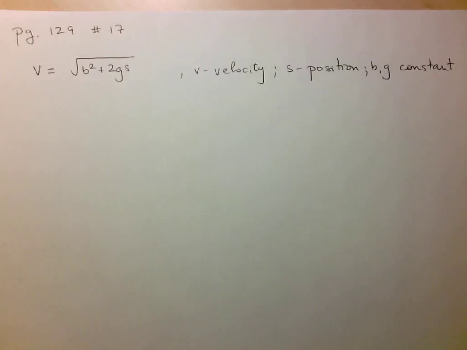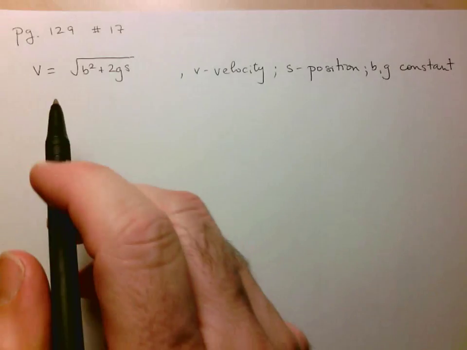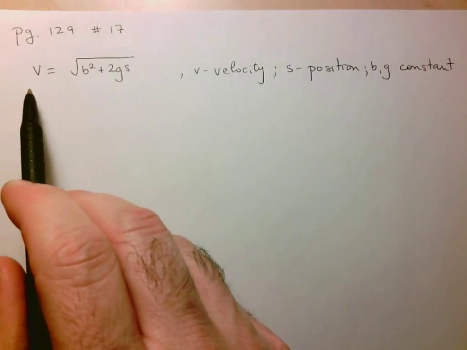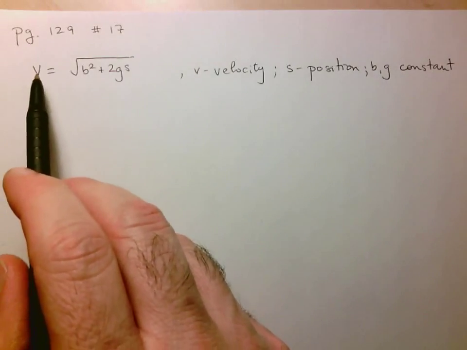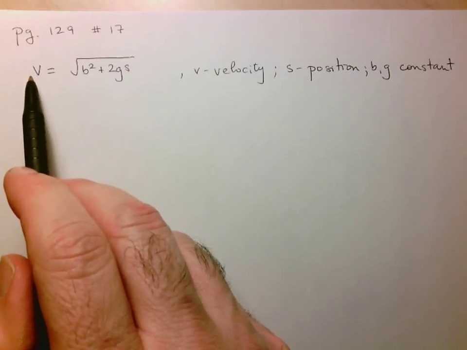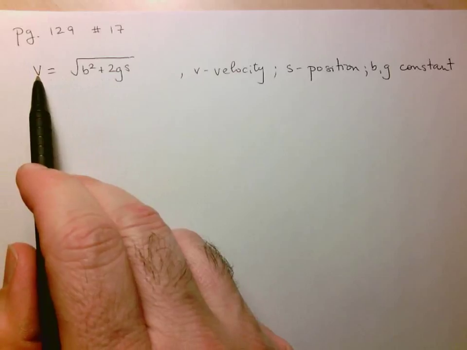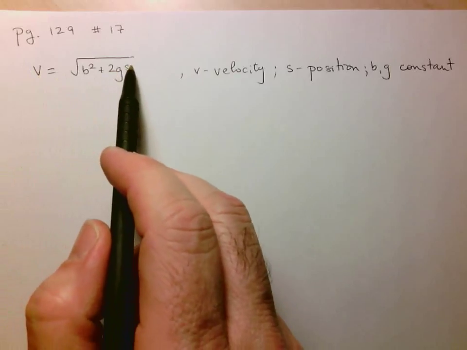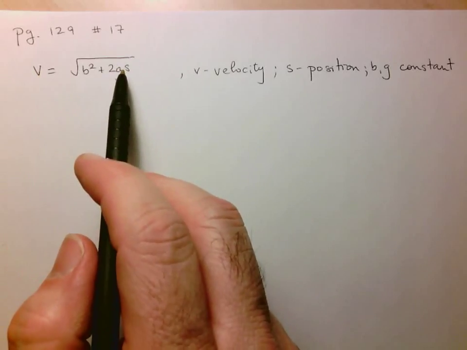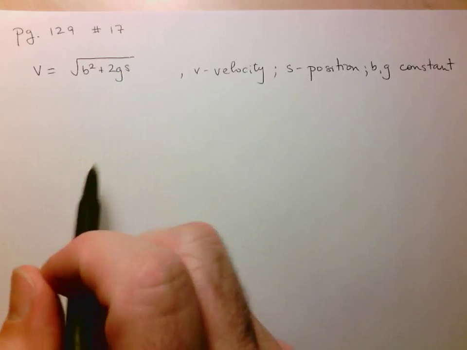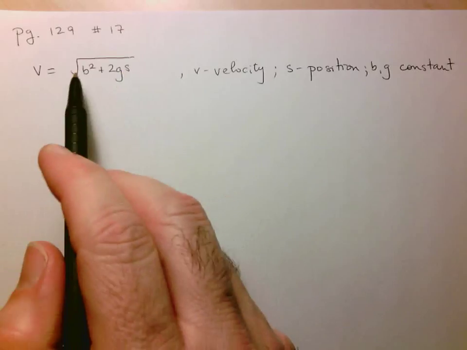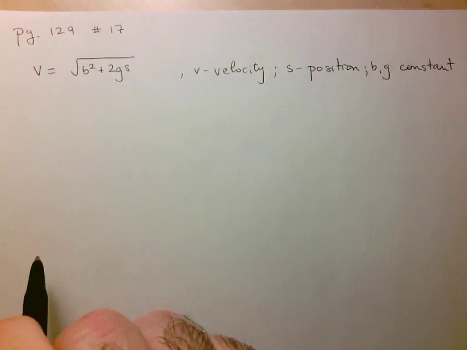Hi folks, we're going to take a look at number 17 from page 129. So here we have a function given for the velocity of an object. Now it's given a little differently because normally the velocity function would be given directly in terms of time. But here the velocity is given in terms of the position function, and the position function itself would be a function of time. So you can think of this actually as a composite function.